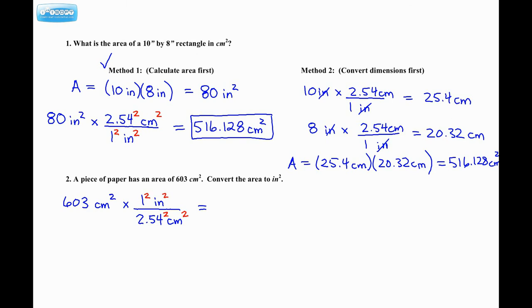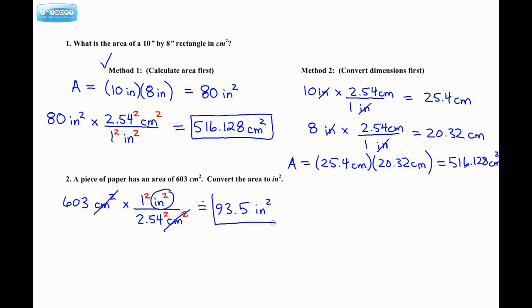So with my calculator, I take 603 and I divide that by 2.54, hit the square button, equals, and I get approximately 93.5, going to the nearest tenth. And I am now in inches squared. Okay? Because this centimeter squared and that centimeter squared cancel, and I now have inches squared left over.